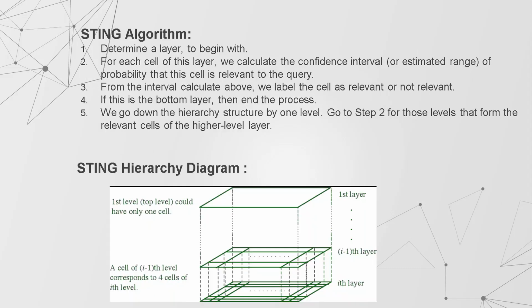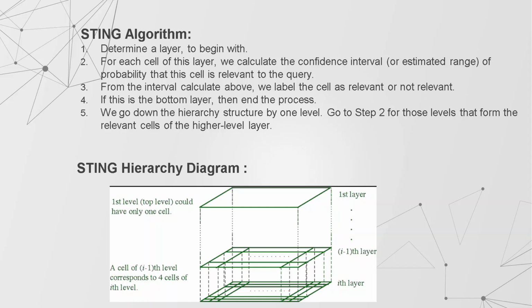So here is the STING algorithm. First is to determine a layer to begin with. Next, for each cell of this layer, we calculate the confidence interval, or estimated range of probability, that this cell is relevant to the query. Next, from the interval calculated above, we label the cell as relevant or not relevant.